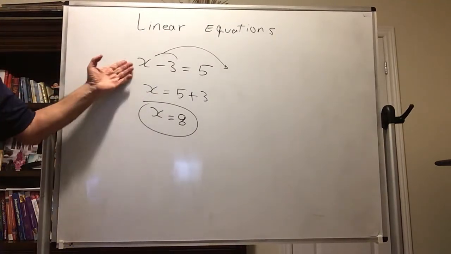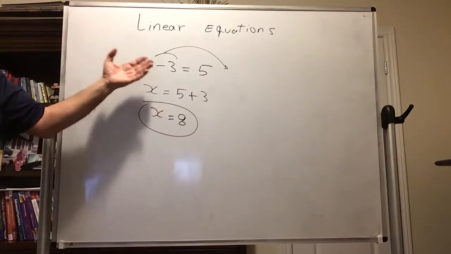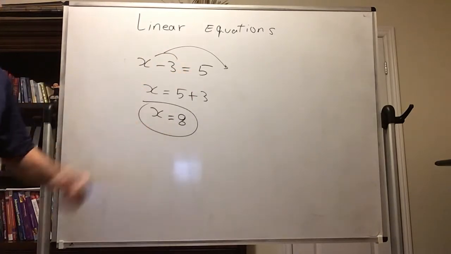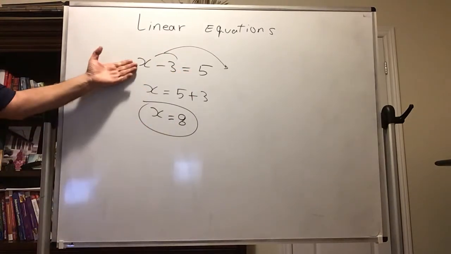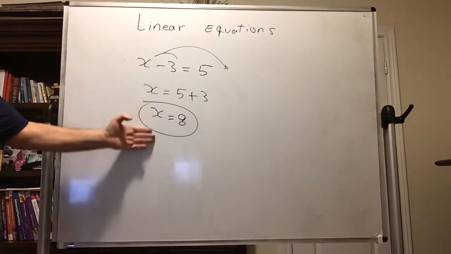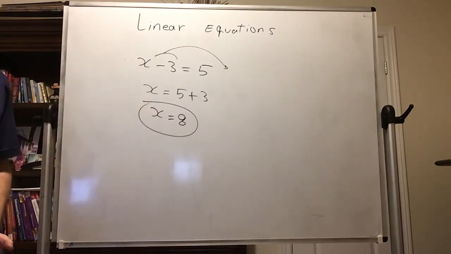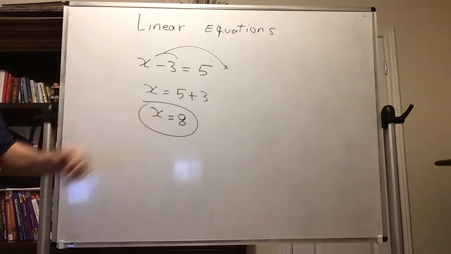It means if instead of x I substitute 8, then the left side and right side are going to be equal. As you see, linear equations in one variable we can solve, and we can find the result.